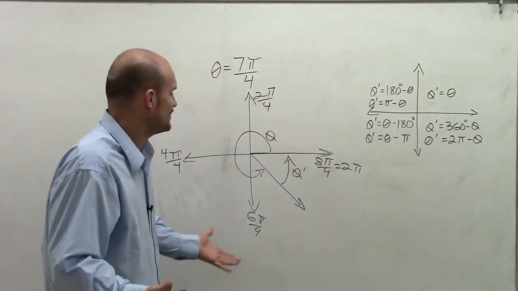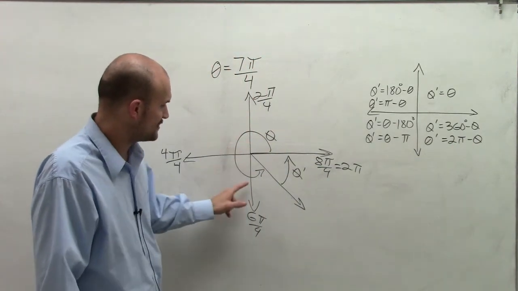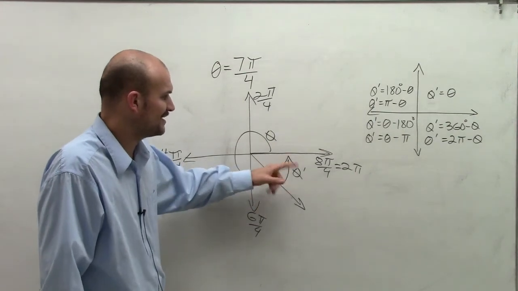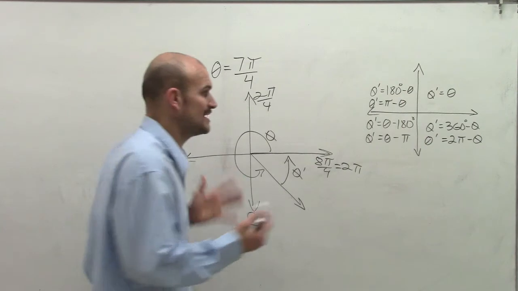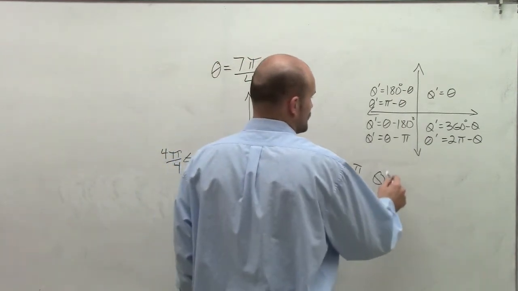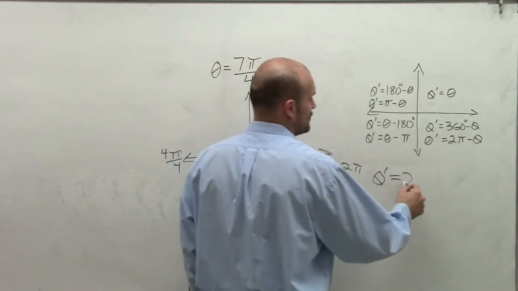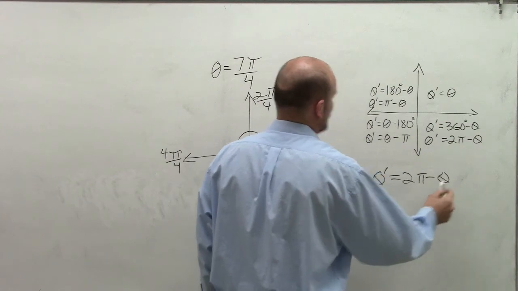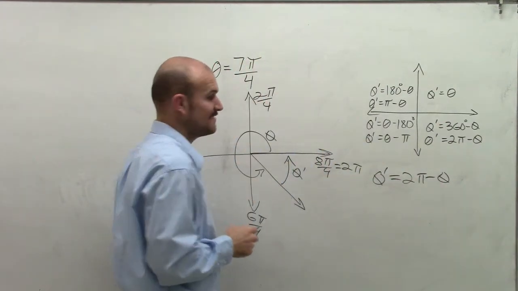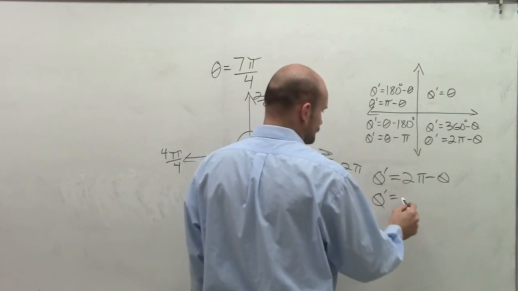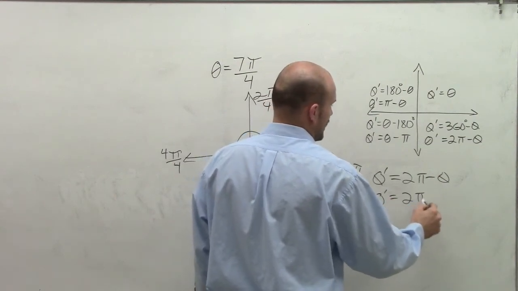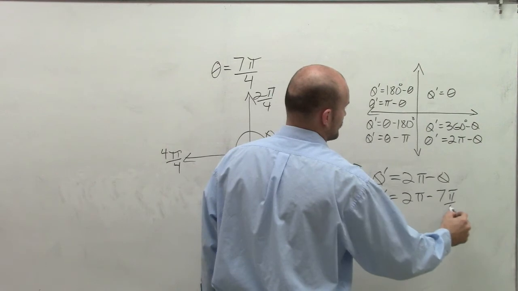Now, you could theoretically just look at this and say, all right, well, if here's 6 pi, 7 pi, to get to here, it's just going to be pi over 4. But let's look at this algebraically just to make sure that's exactly my answer. So what I'll do is type it into the formula, theta prime equals 2 pi minus theta. Well, my theta in this case is 7 pi over 4. So theta prime equals 2 pi minus 7 pi over 4.